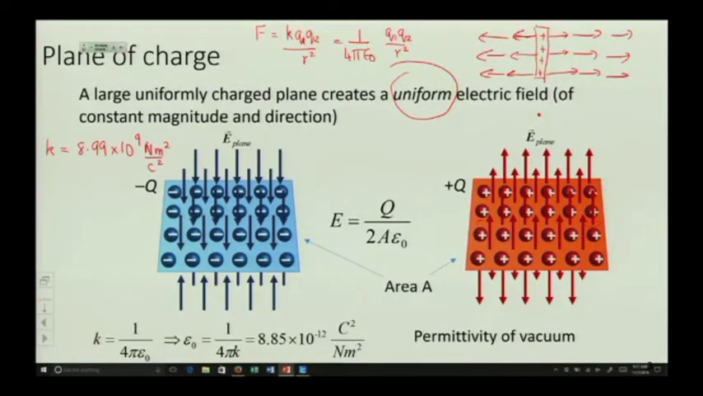So let me start with the planes, and then we'll go to dipoles, and then I'll explain further what this constant means. So what you need to know for the uniformly charged plane is that the electric field is constant everywhere. On either side of the plane, it has the same magnitude, but it points away from a positively charged plane and towards a negatively charged one.